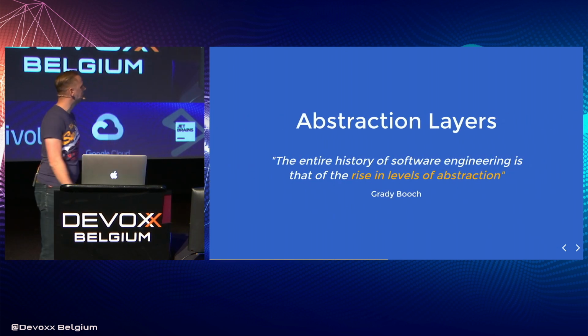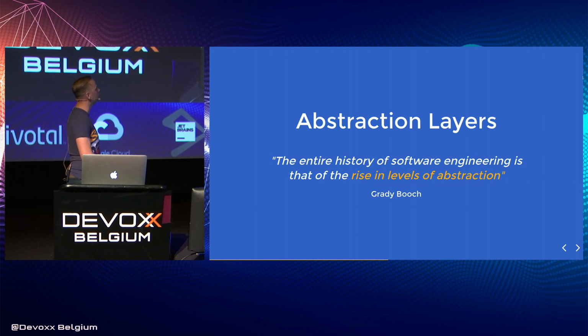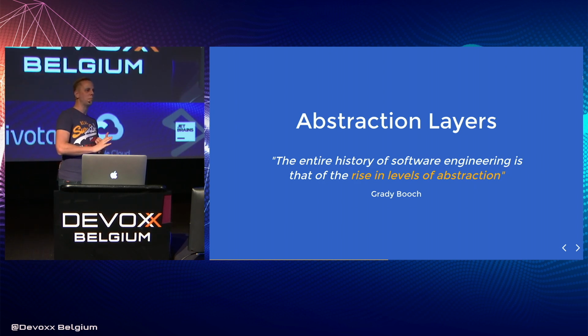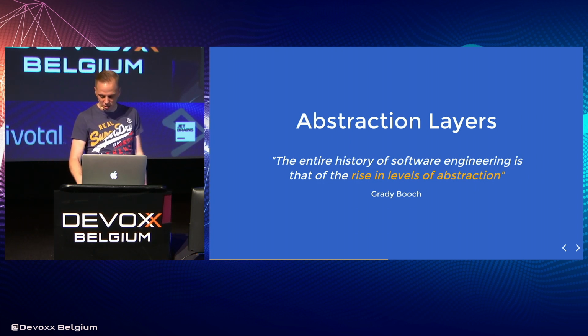Another one, a really good one, is: the entire history of software engineering is that of the rise in level of abstraction. I think that most of you will experience this as well. On the one hand, it's all getting more complex because you're building layer on top of layer on top of layer. But eventually, if it works well, you just have to write a function or write some code, and there are so many things that are done for you. So really, we're building on top of the shoulders of giants.